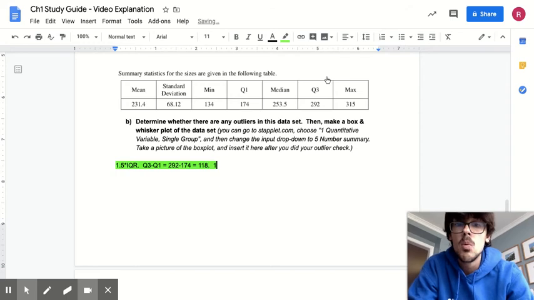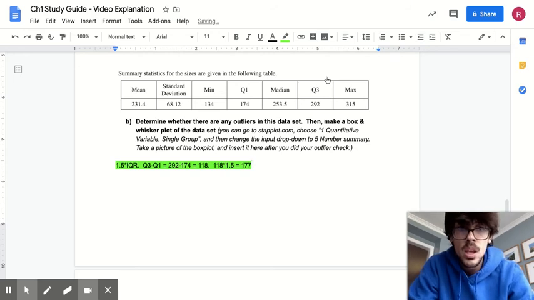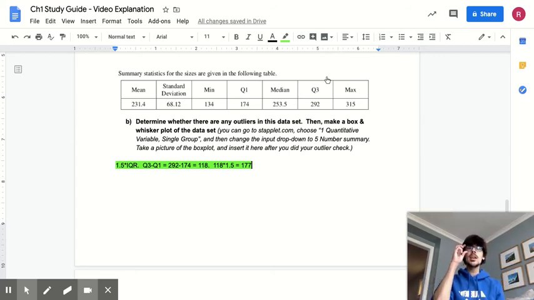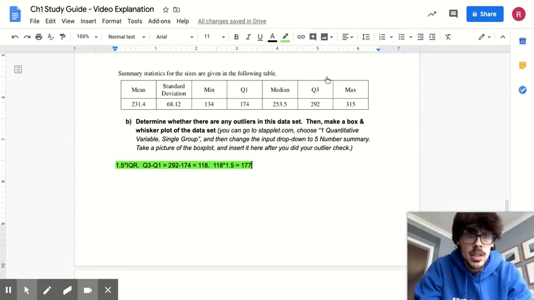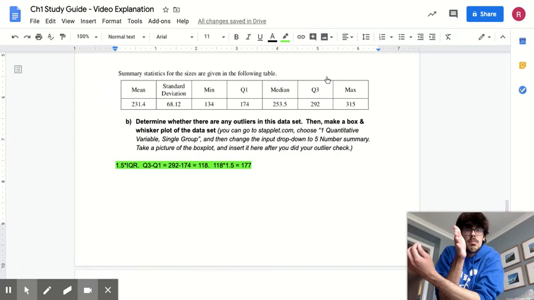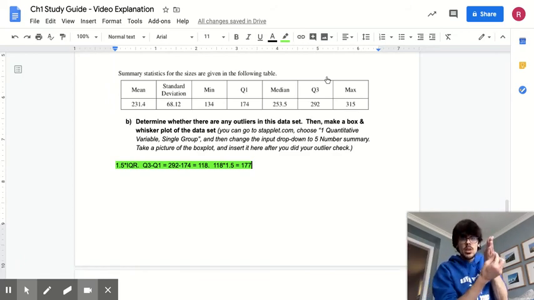I'm going to take my 118 and multiply by 1.5. If you do that, I got 177. So what does that number mean? This part usually kids are cool on, but the next part they do mess up. That is how far you are allowed to be from your box before you're an outlier. So from the box means from Q1 and smaller, or hope this is smaller when you look at this and it's not reversed, Q3 and bigger.